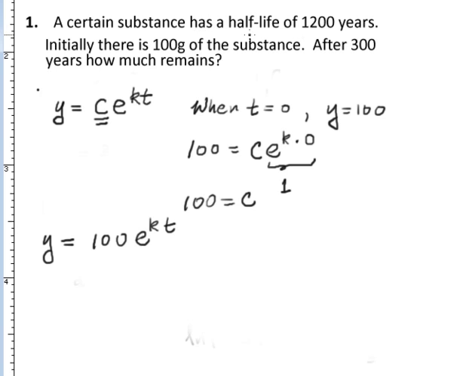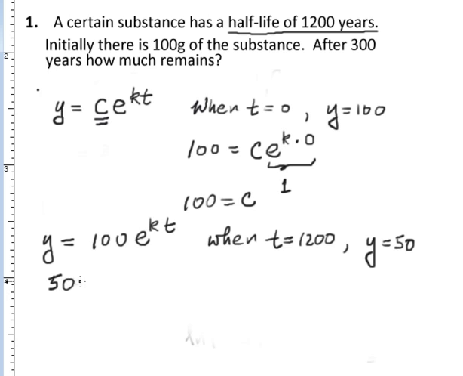The substance has a half-life of 1,200 years. That means that when t is equal to 1,200, y is equal to half of the initial amount, half of 100, or 50. All right, so in other words, 50 is equal to 100 e to the k times 1,200. Divide both sides by 100, and we have 1/2. 50 over 100 is 1/2. 1/2 on the left-hand side.